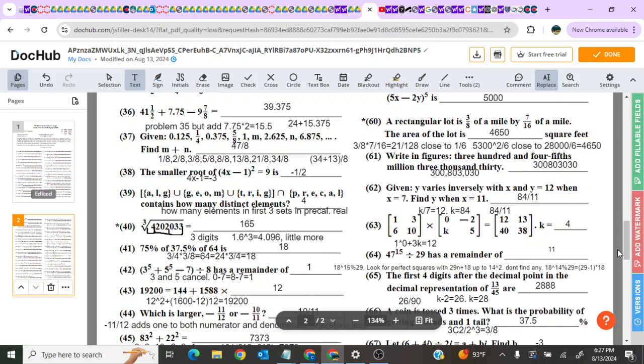63, given a few matrices and its result, find k. Well, let's use this a value. This a value is based on these two numbers multiplied by these two numbers right here. So this 1 goes over to this 0. This 3 goes over to this k. 1 times 0 plus 3k is 12. K is equal to 4.